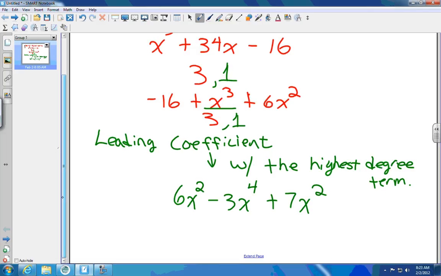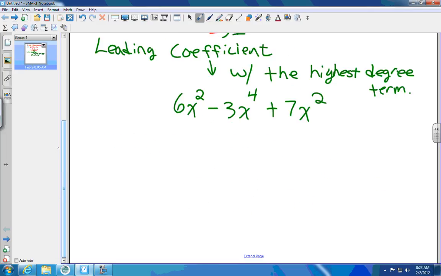So for that problem, what's the highest degree? 4, so the degree is 4, and what is the coefficient of that term? -3. And that's how you'll list your answers, 4 and -3. Those are the two things we're looking for.